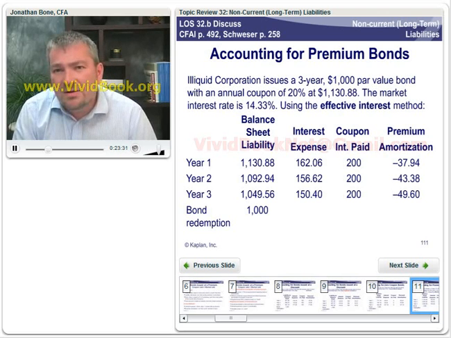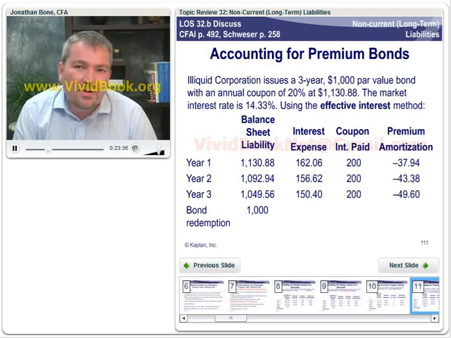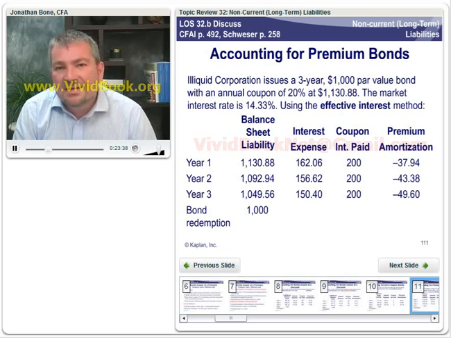Okay, so notice what we see here is that the interest expense is lower than the coupon paid. In fact, the interest expense is lower than the coupon paid by $130.88, which is the premium that we received when the bond was issued. So again, all that's happening is this premium is being spread over the life of the bond, and it's reducing the interest expense in the income statement. The coupon paid, of course, remember, goes to CFO. The interest expense is in our income statement.